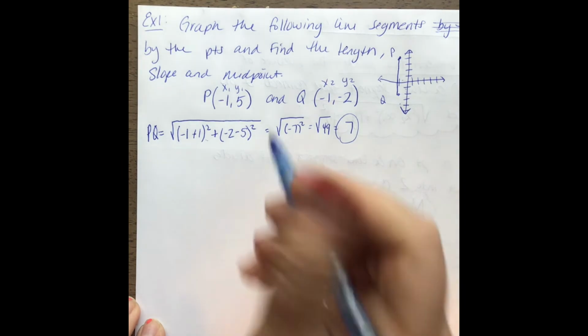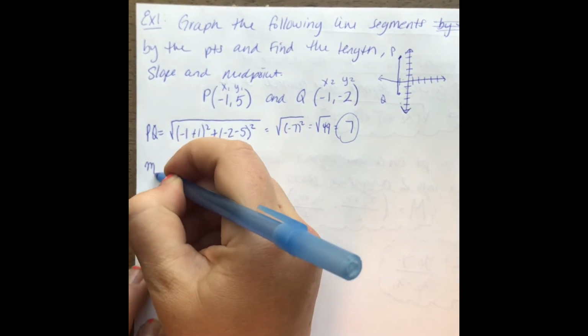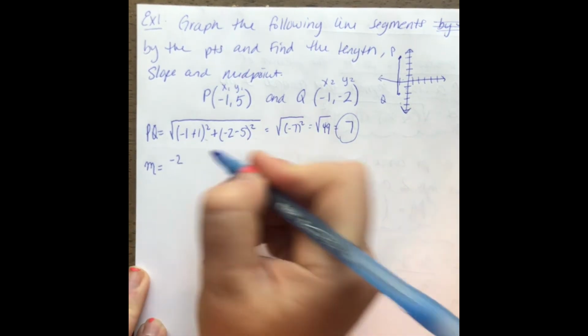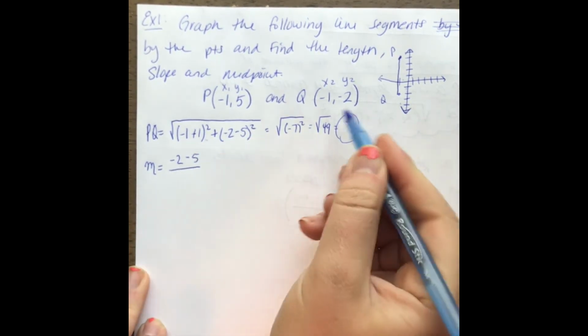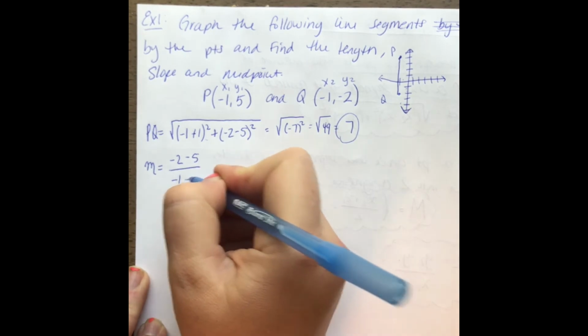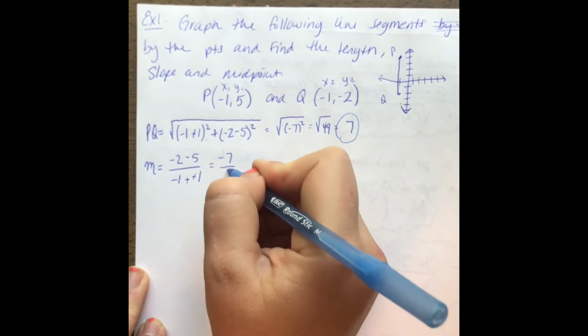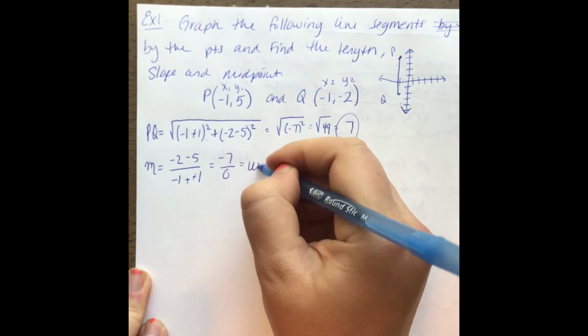Good. Now we're going to find the slope. So I'm going to do a little lowercase m. Change of y's over change of x. So negative 2 minus 5 over negative 1 minus a negative 1, so it changes to a positive. So we have negative 7 over 0, which makes it undefined.